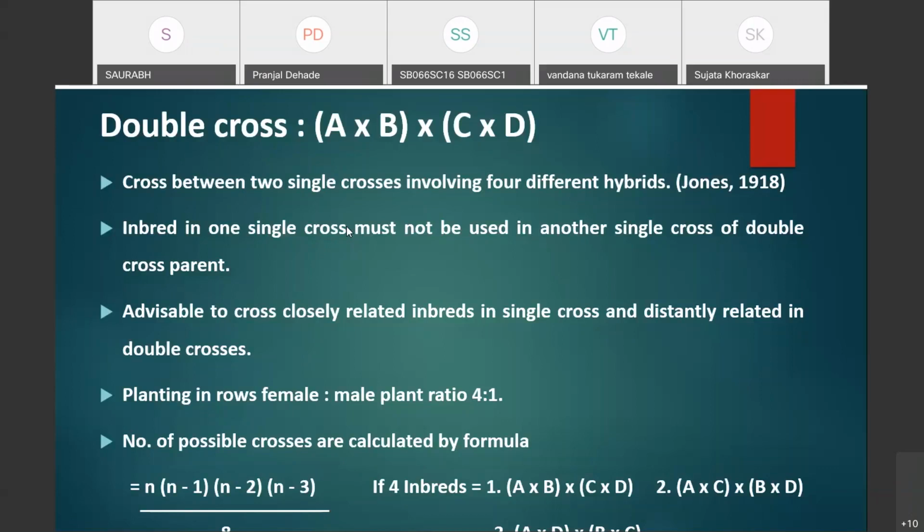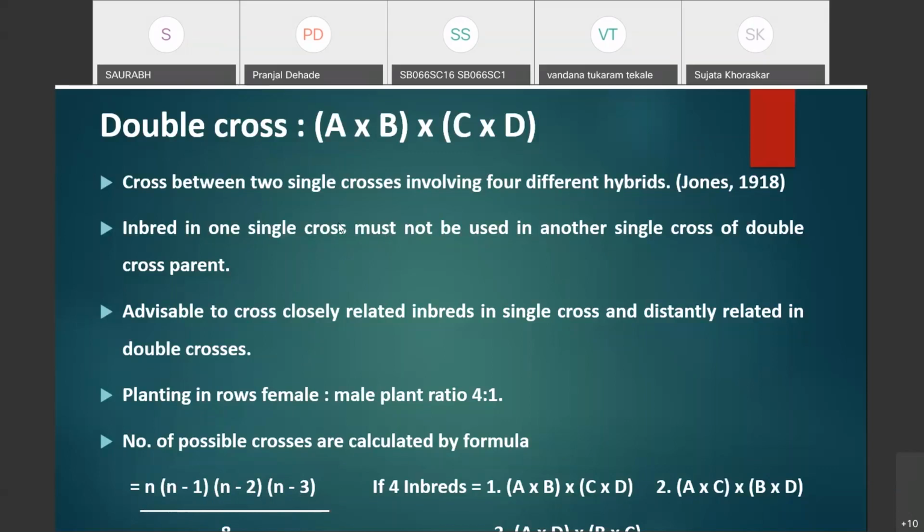Here also, when a number of inbreds are involved in the double crosses, the number of possible crosses is calculated by the formula n into (n minus 1) into (n minus 2) into (n minus 3), all divided by 8.